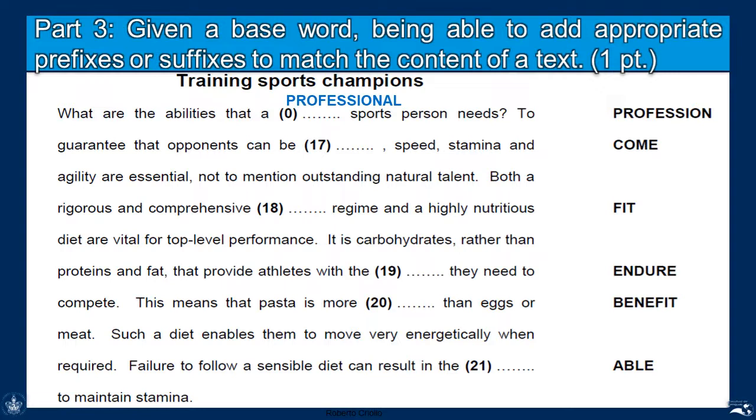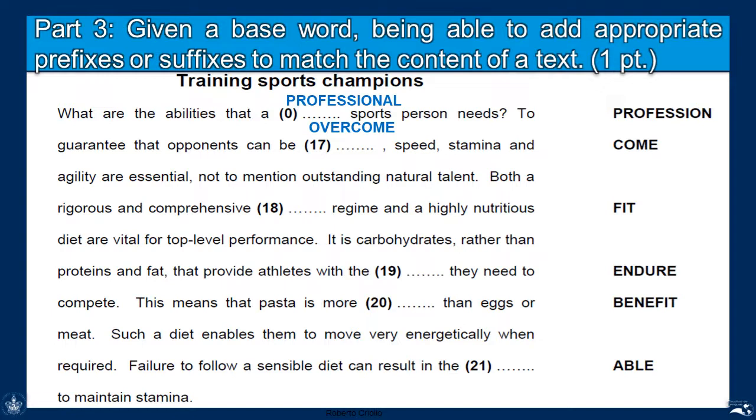Okay. Now, to guarantee that opponents can be, we have the word "come." We need a word that means to defeat someone. And obviously if we add "over" to "come," the word becomes "overcome," and overcome means to defeat. Okay, so to guarantee that opponents can be overcome, speed, stamina, and agility are essential, not to mention outstanding natural talent. Both a rigorous and comprehensive regime.